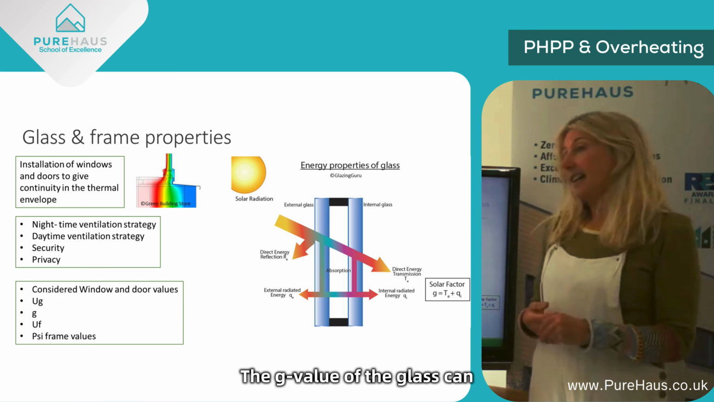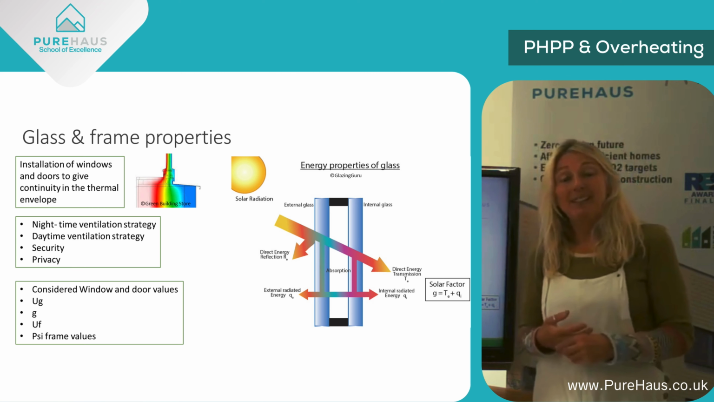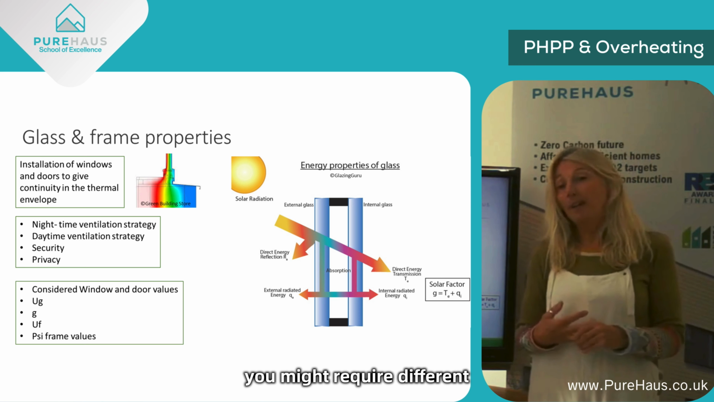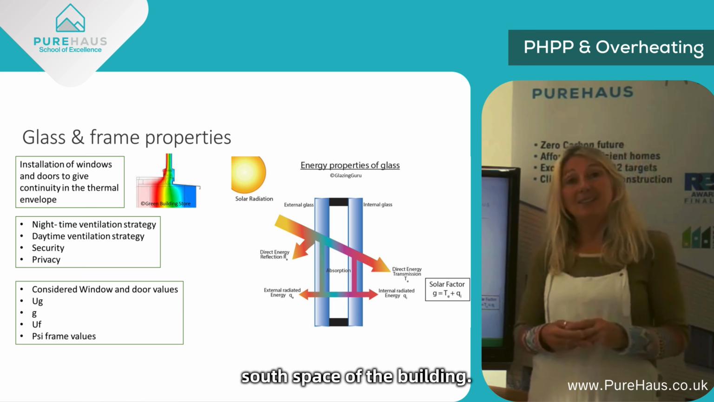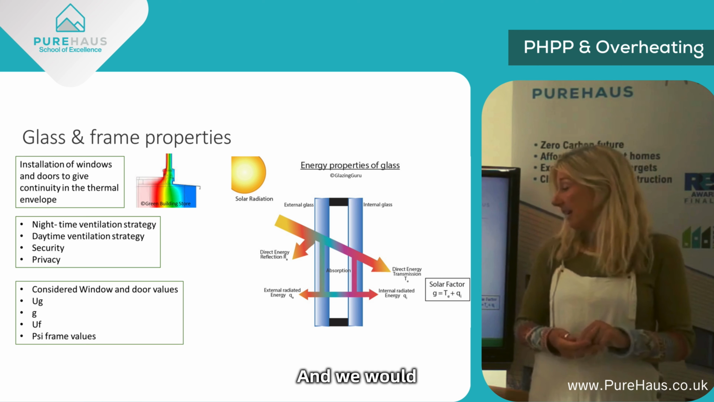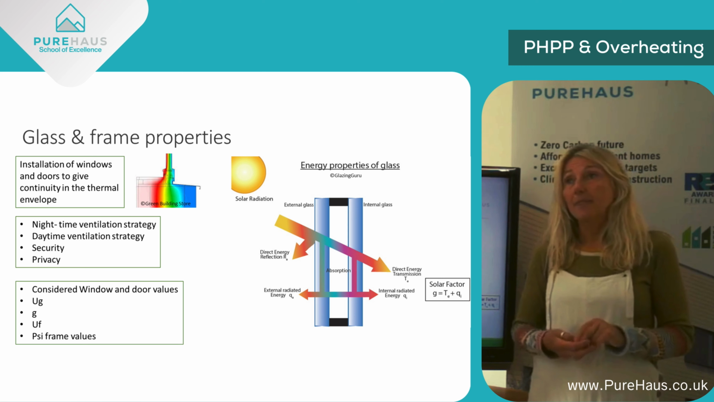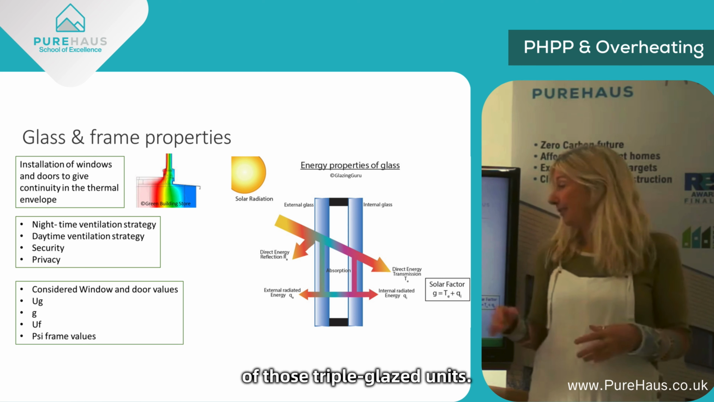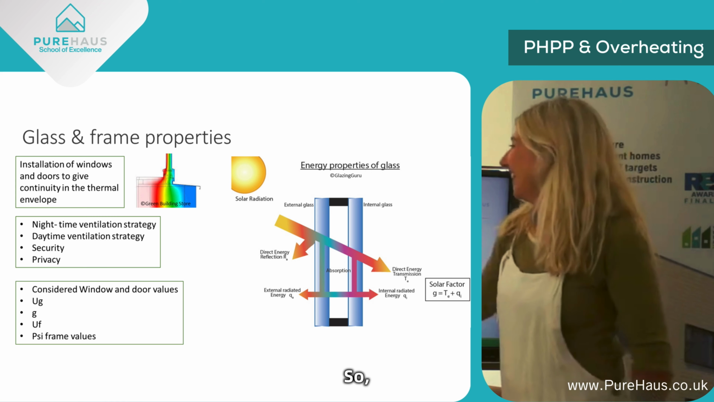The G value of the glass can be orientation specific. So, for example, you might require different performance of your glass on the north face and the south face of the building. And we would obviously help with the specifying of those triple glazed units. I know that's double, which should be triple.